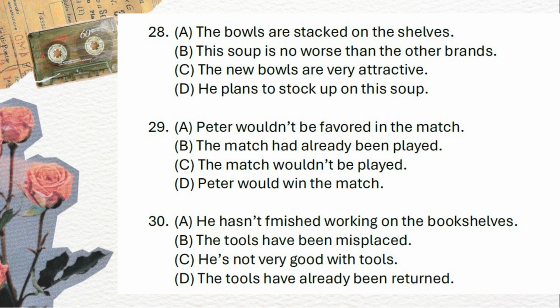Number 29. Peter is favored to win the tennis match Saturday. Oh, then that match wasn't canceled after all. What had the man originally assumed?